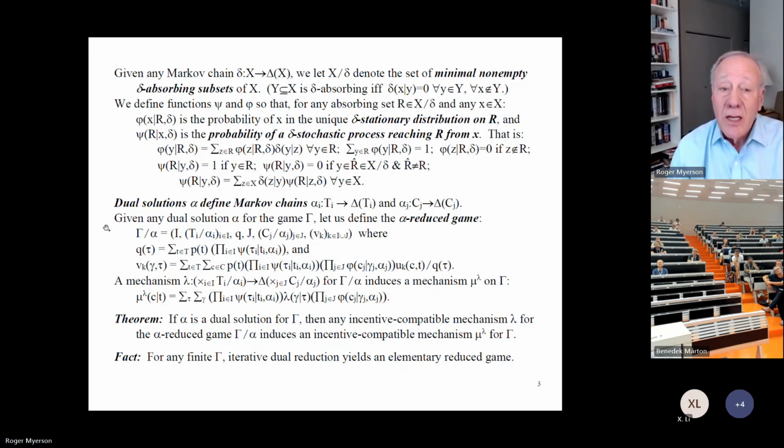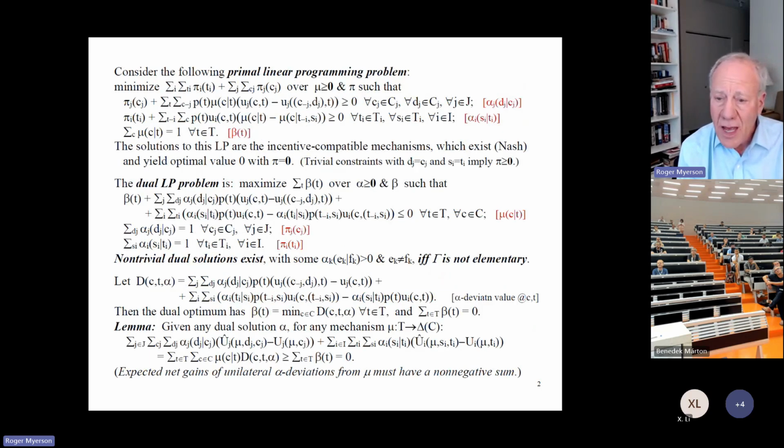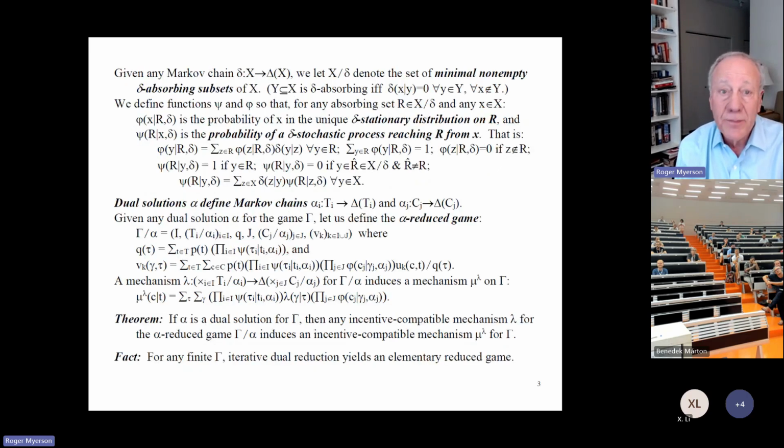Okay. Now, the dual solutions, as I've told you, define Markov chains. The alpha i's are Markov chains on the types of sender i. The alpha j's for the receiver j's define Markov chains on the actions of j. Let me just remind you, going back a slide for a moment, that once you have the alphas, there's a formula that tells you what the betas are. So really, the alphas are the whole thing of the dual. The betas are a simple equation from the alphas. Given any optimal solution to the dual alpha, you forget about the beta. The beta is just generated from it for the game gamma.